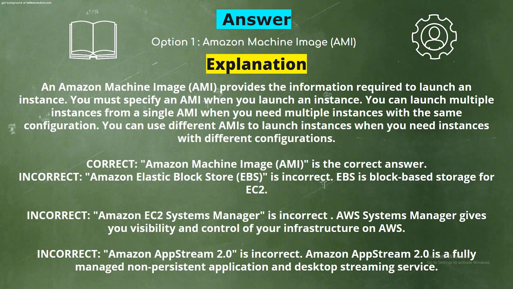Incorrect. Amazon Elastic Block Store, EBS, is incorrect. EBS is block-based storage for EC2. Incorrect. Amazon EC2 Systems Manager is incorrect. AWS Systems Manager gives you visibility and control of your infrastructure on AWS. Incorrect. Amazon AppStream 2.0 is incorrect. Amazon AppStream 2.0 is a fully managed non-persistent application and desktop streaming service.